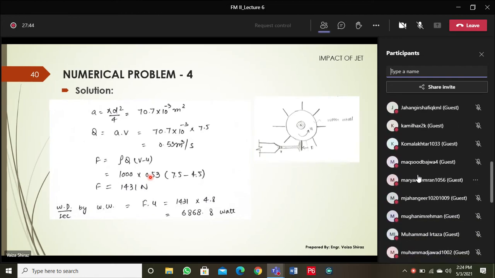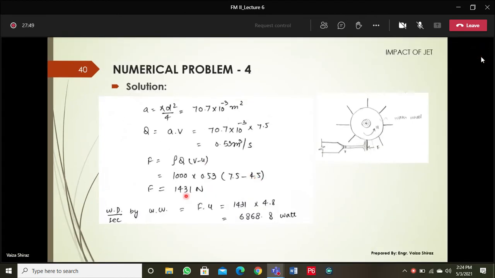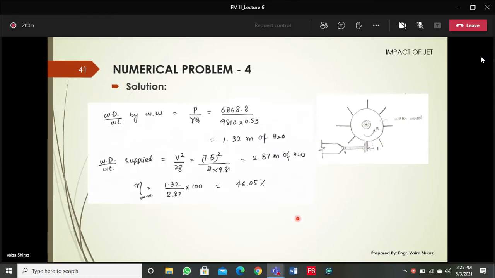Okay. So V is given to you and U is given to you. After putting in the values, you will get the answer for F as 1431 Newton. Now work done per second, that is F into U. So you have these two values, simply multiply them. This is your work done per second in Newton meter per second or in watts.